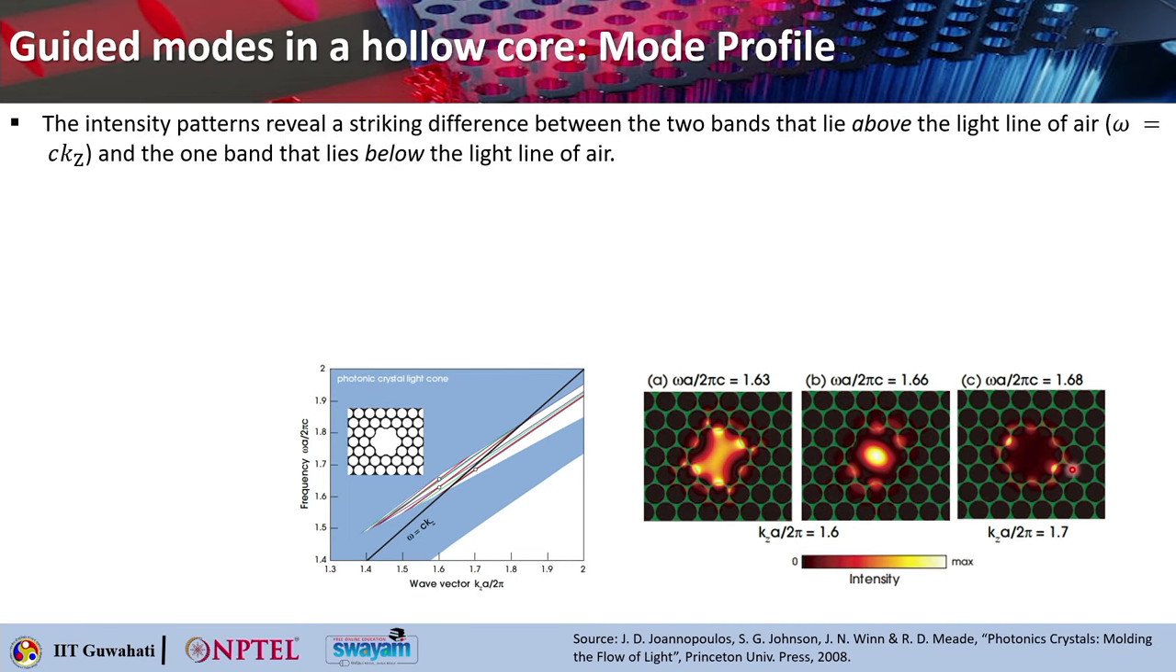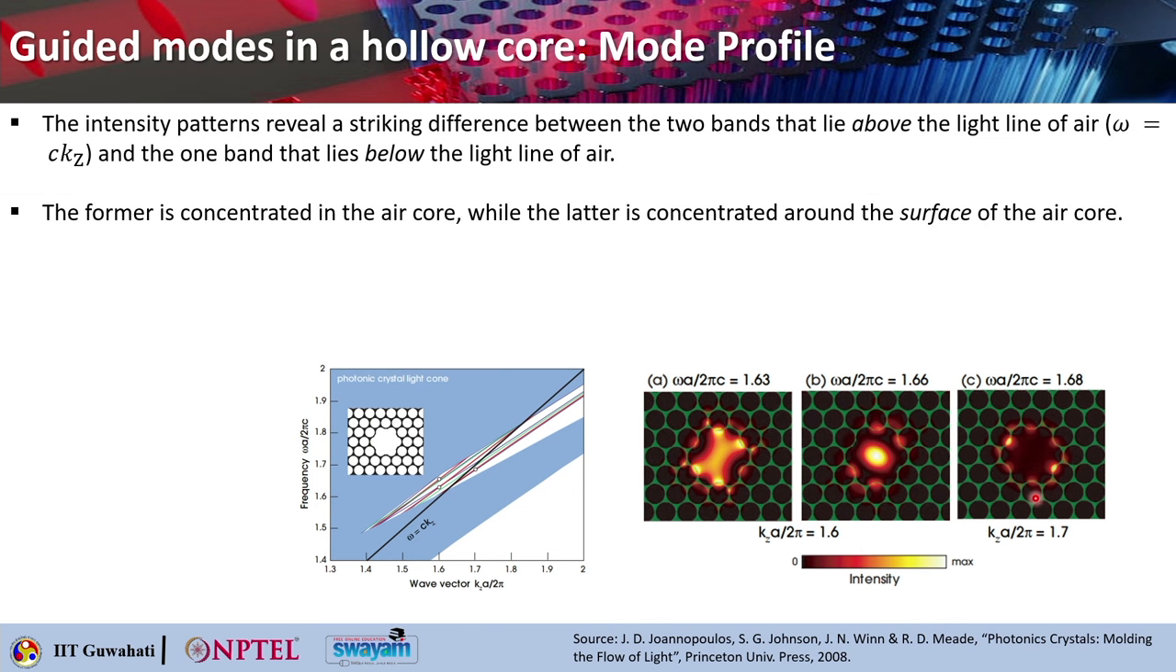The intensity patterns also reveal a very important and striking difference between the bands which lie above the light line and the one below the light line. This one is below the light line. Here, in these two cases, the intensity is mainly concentrated in the air core, whereas in this particular case the intensity is mostly concentrated around the surface of the air core. That is an example of a surface state.